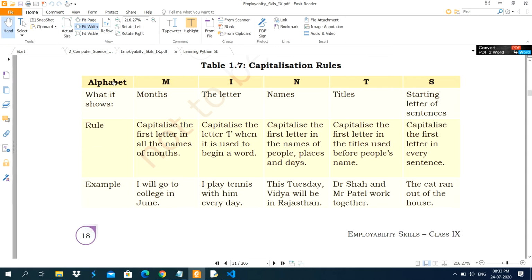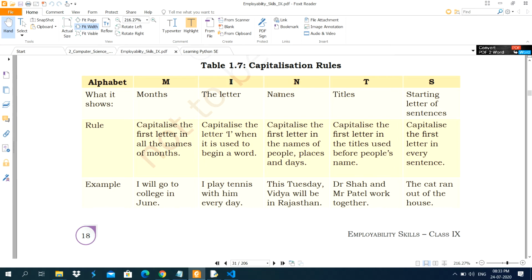M means months. Rule: capitalize the first letter in all the names of months. Example, I will go to college in June. This is I. The rule is capitalize the letter I when it is used to begin a word. Example, I play tennis with him every day.